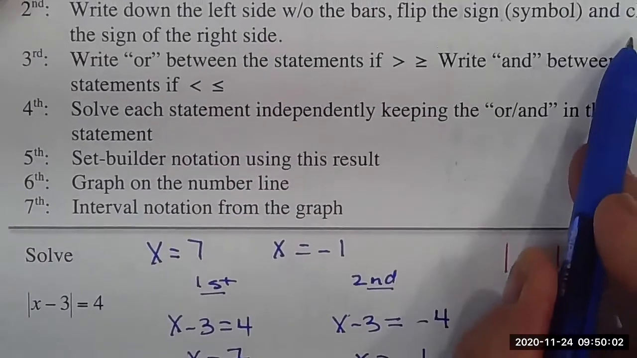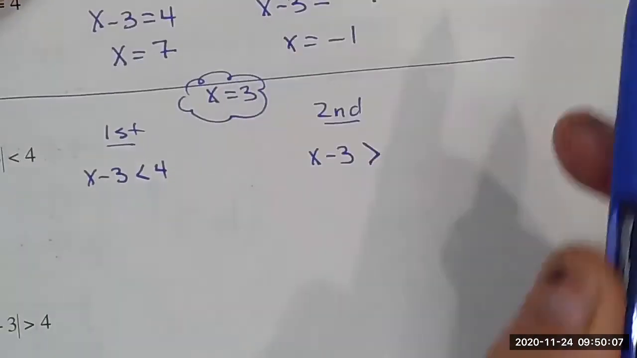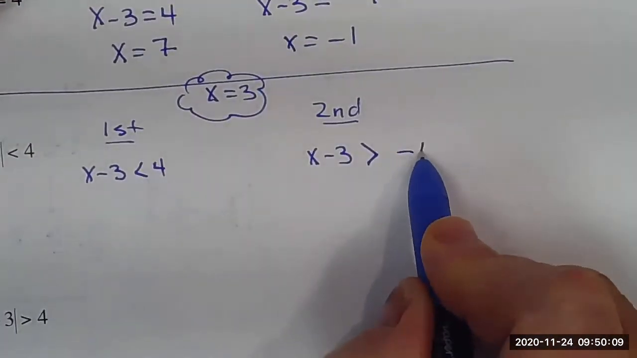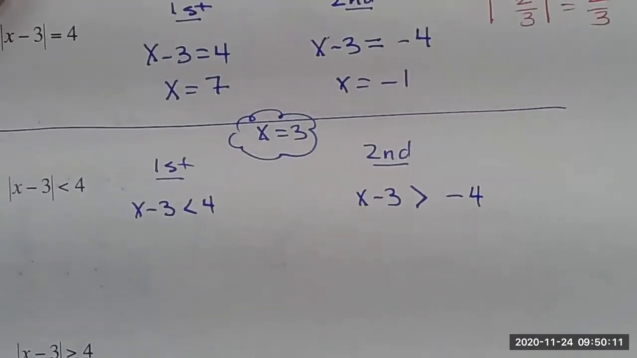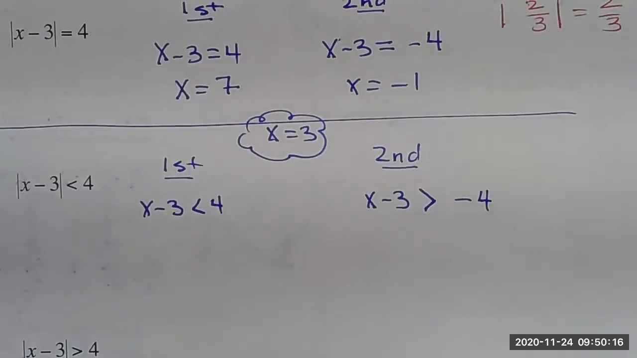And then it says change the sign of the right-hand side. Change the sign. Oh, make that -4. Okay, step number 3.